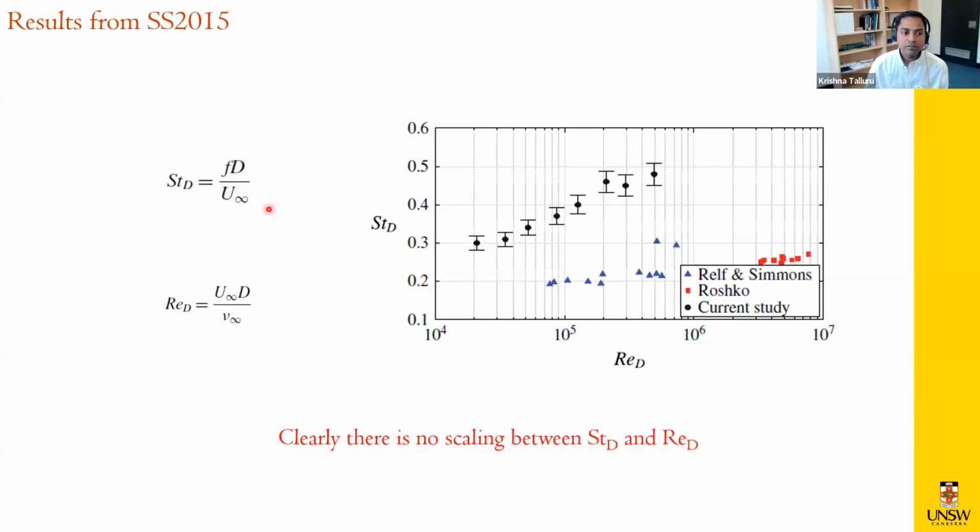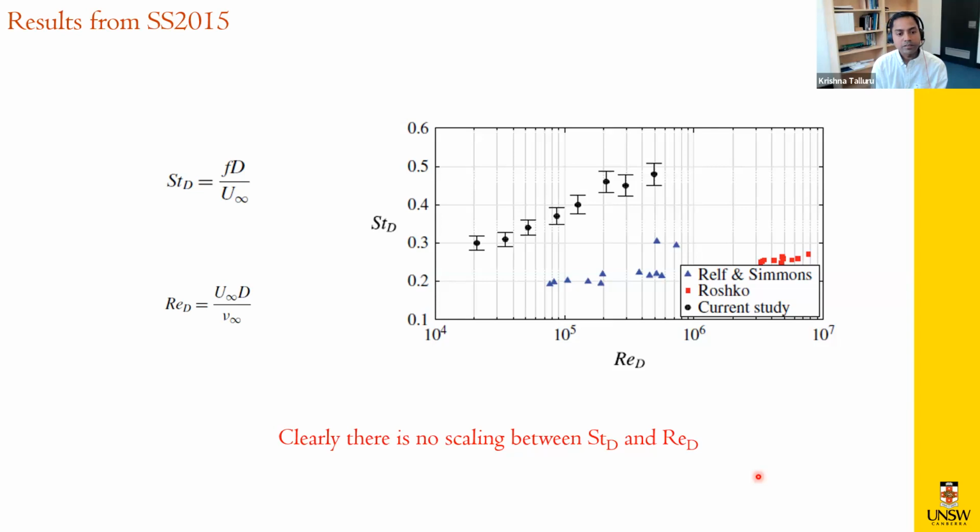And with these, we were able to pretty much see some sort of universality in incompressible wakes. But in the case of compressible wakes, you see that there is no clear scaling, and there's a large experimental scatter too. So they also compared with the incompressible wake flows that Roshko has done previously. So clearly this demonstrates that there is no scaling with these chosen definitions of Strouhal number and Reynolds number.